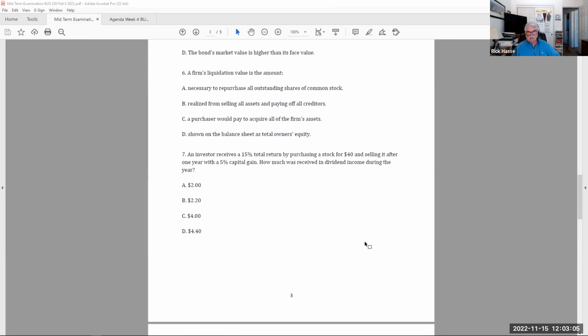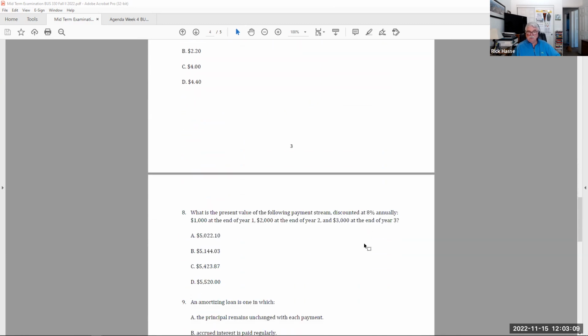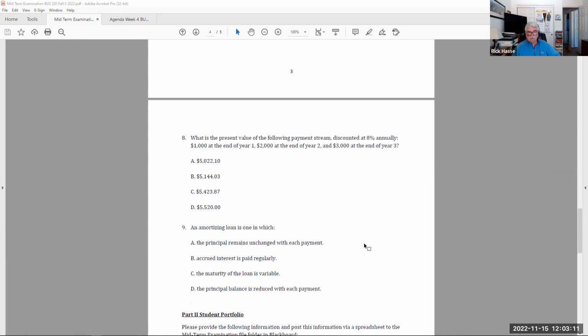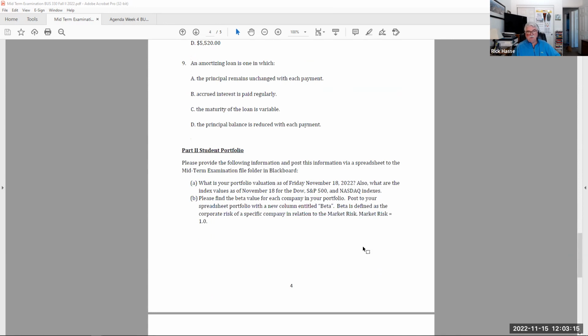Calculation of stock interest rates or stock return, kind of related to your portfolio, and some additional questions regarding the time value of money. Then you are to update your portfolio as of Friday, November 18th, this Friday.